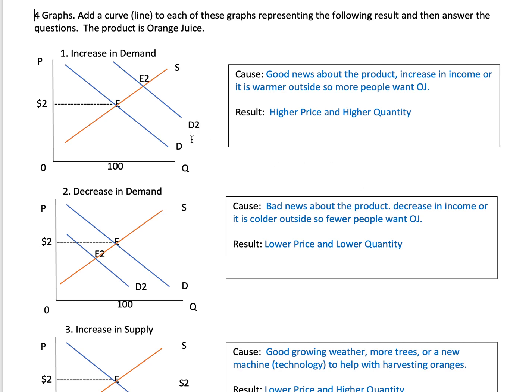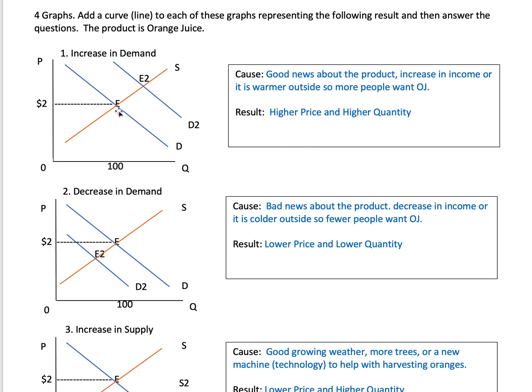Notice for the increase in demand and the decrease in demand, increase is always to the right, decrease is always to the left. Cause for more demand for orange juice could be good news about the product. Maybe research shows it helps reduce colds or something like that. There's an increase in income, which is a general cause for increase in demand for most products. In this case, maybe it's become warmer outside, and so more people want orange juice as a cold drink.